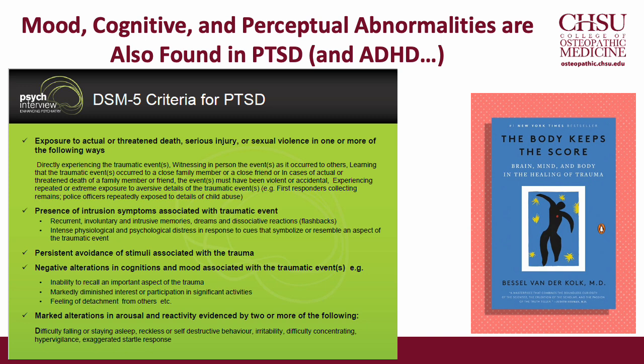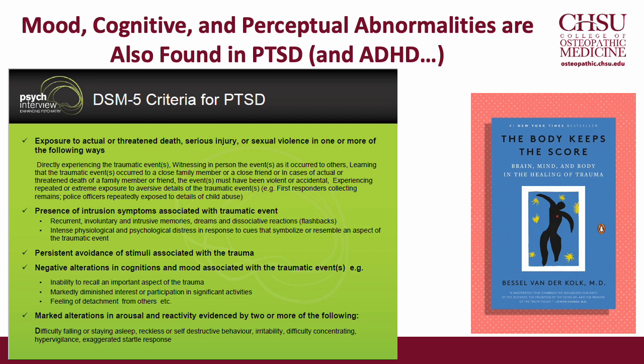In order to meet criteria for post-traumatic stress disorder, a patient has to have had actual or threatened death, serious injury, or sexual violence in one or more of the following ways. They might have directly experienced the event, they might have witnessed in person the event, they might have learned the event occurred to a close family member, and they maybe had been exposed to repeated or extreme exposure to aversive details of the traumatic event.